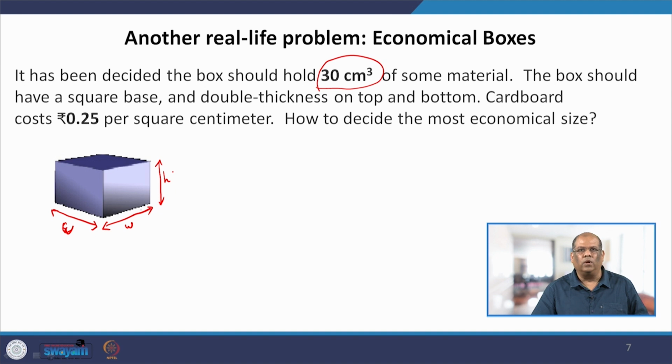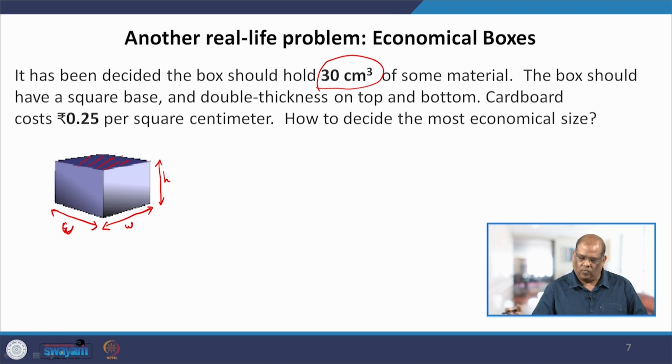Now, one thing you have to note: it is given that the box should have a square base, that is number 1, and double thickness on top and bottom. The meaning of this is, if this is one top, there should be another cardboard sheet on it. So, the thickness becomes double. Similarly, at the bottom, if it is one cardboard sheet, it should be replaced by 2 cardboard sheets, so that the thickness is doubled. And the cost of the cardboard is 0.25 per square centimeter. So, what is going to be the economical size of such cardboard boxes which can hold your 30 centimeter cube of some material?